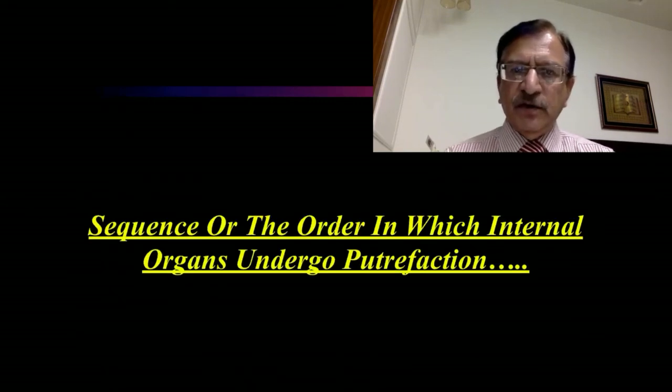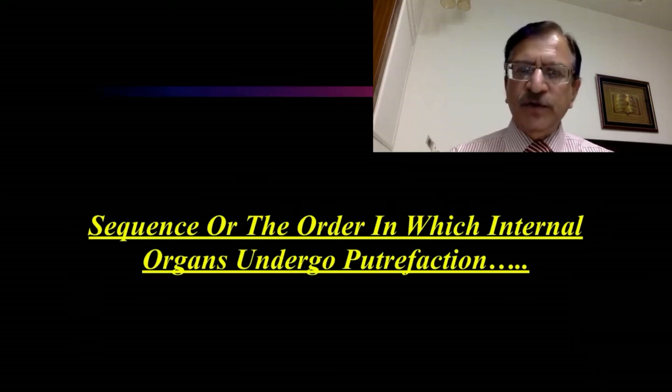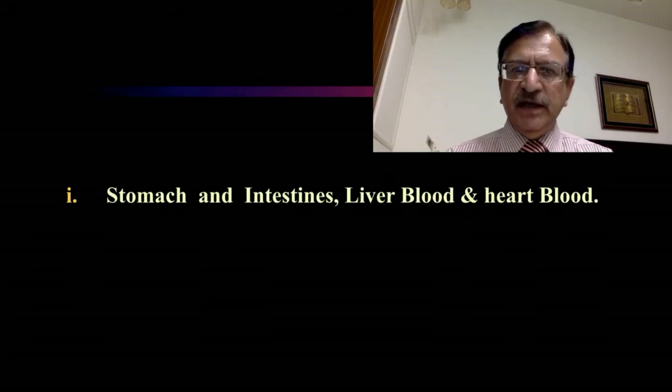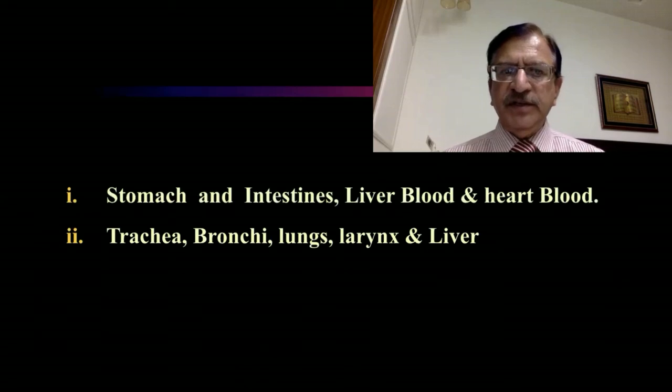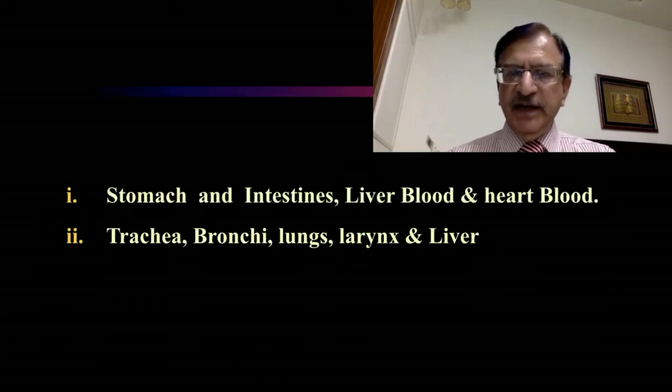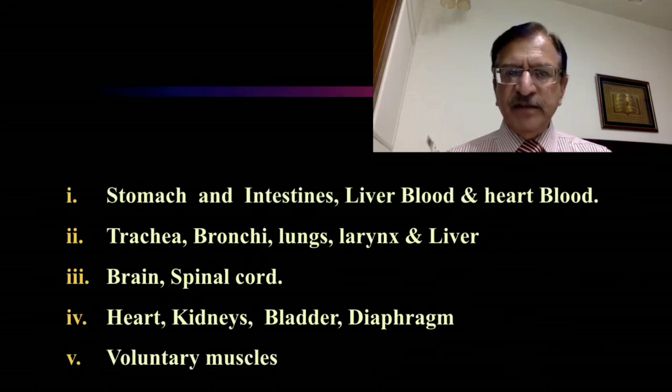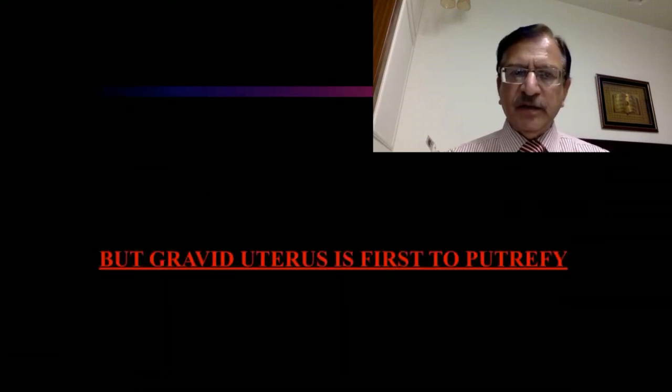The sequence or the order in which the internal organs undergo putrefaction: stomach, intestines, liver, blood and heart blood are first to putrefy. Then trachea, bronchi, lungs and larynx will follow. Then brain and spinal cord, heart, kidney, bladder and diaphragm, then skeletal muscles, and last the prostate, testis, uterus and ovaries. But the gravid uterus is first to putrefy.